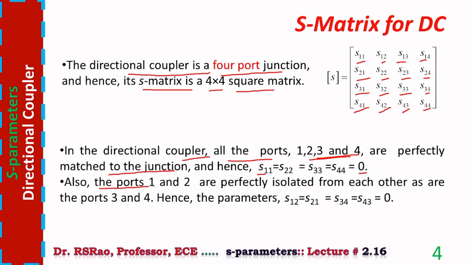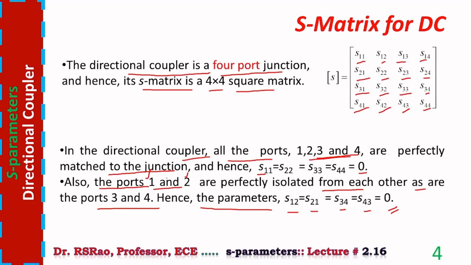Also, the ports 1 and 2 are perfectly isolated from each other, as are the ports 3 and 4. Hence, parameters S12 equal to S21 equal to S34 equal to S43 equal to 0. 1 is input port, 2 is decoupled port. Therefore, there exists isolation.